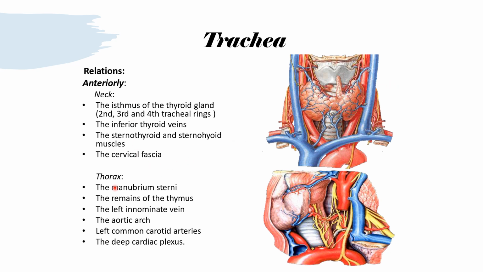Now, relations anteriorly in the thorax: the manubrium sterni, the remains of the thymus, the left innominate vein, that is the brachiocephalic vein. Innominate vein is nothing but the brachiocephalic vein. The aortic arch, the arch of aorta, is an anterior relation in the thorax of the trachea. Left common carotid artery and deep cardiac plexus. So these are the relations in the neck and thorax of the trachea.